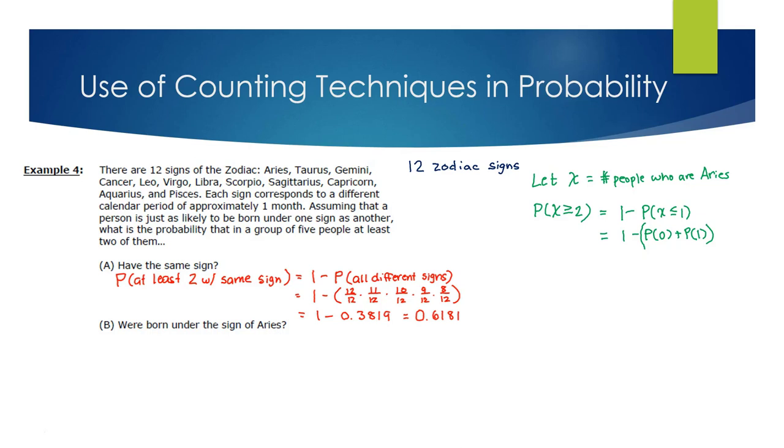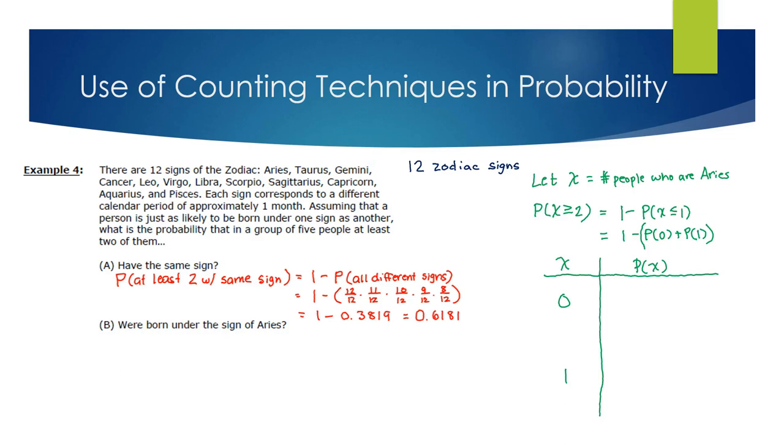The reason why I'm doing that is, technically I'm looking for at least 2 of them being born under the sign of Aries. That means I have to do the probability of 2, the probability of 3, the probability of 4, the probability of 5. That'd be 4 probabilities I have to figure out if I did it that way. Whereas this one here, I really only need to figure out 2 probabilities: the probability of none of them being born under the sign of Aries, or just one of them being born under the sign of Aries. So that's 2 calculations compared to 4, so it's a little easier.